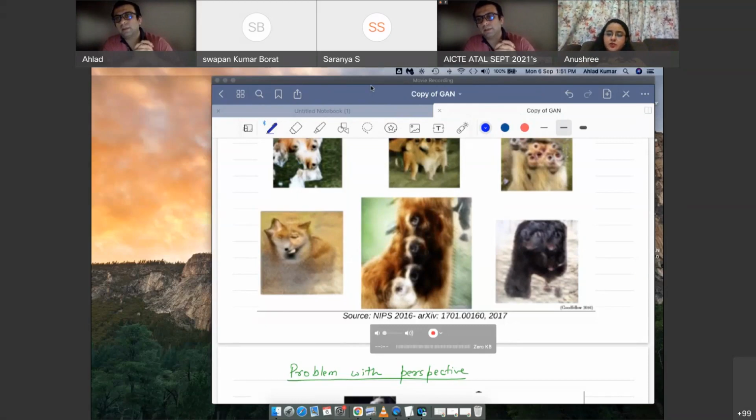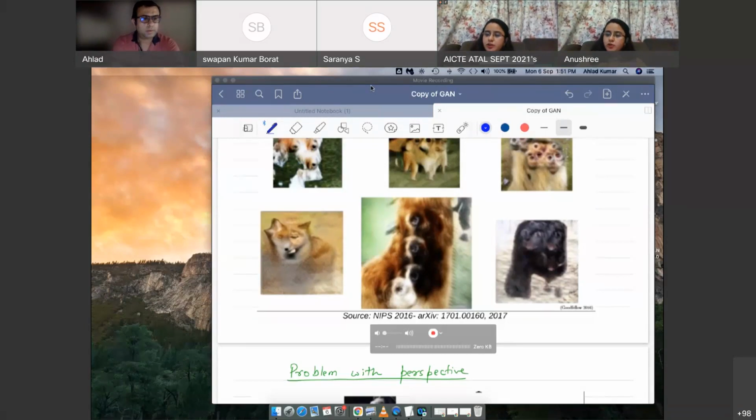Thank you, sir. We have one more query from Mr. Ajit Singh. His question is, can we use a GAN model to detect fraud cases in the banking domain?